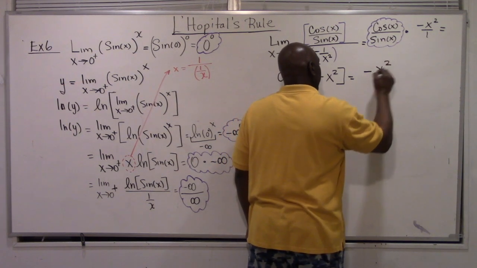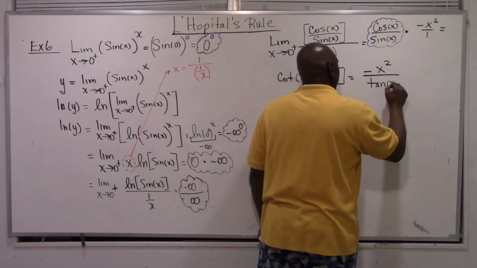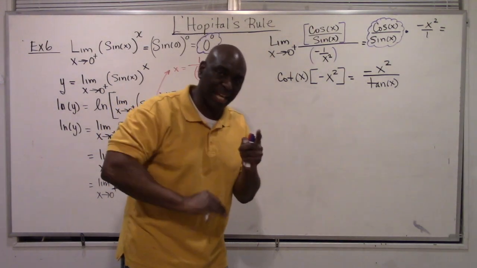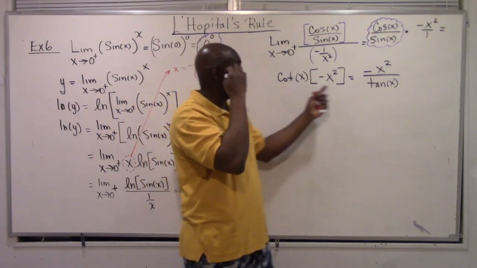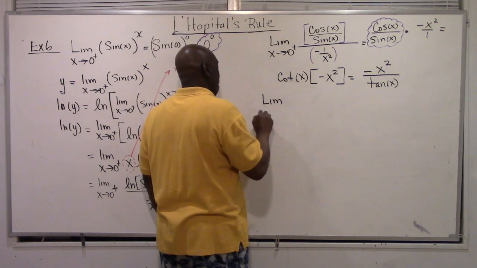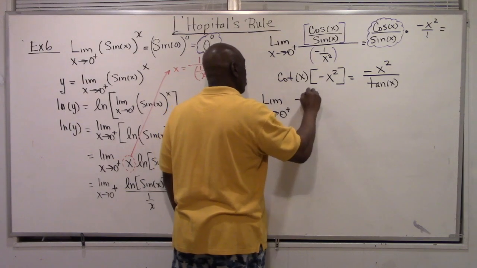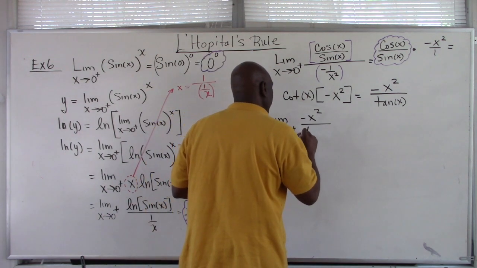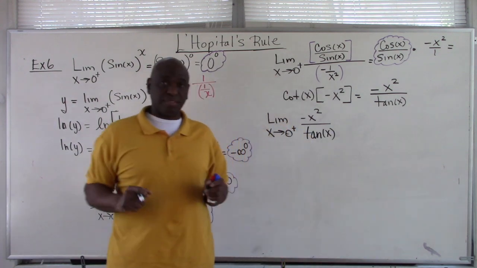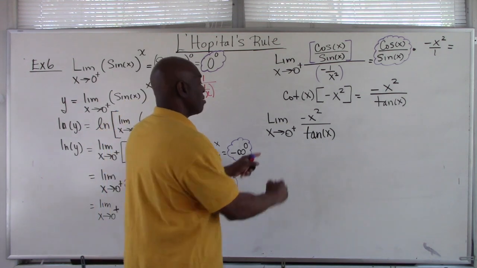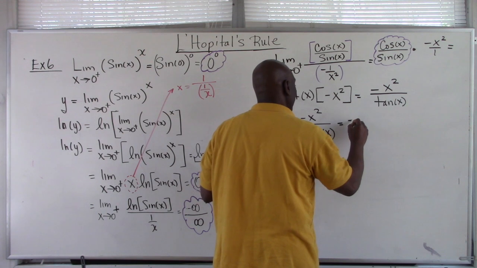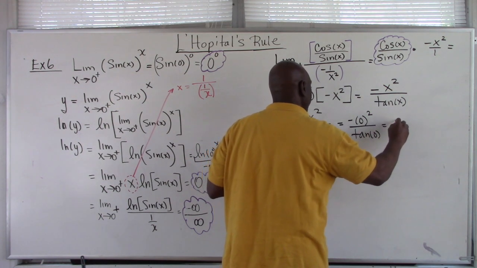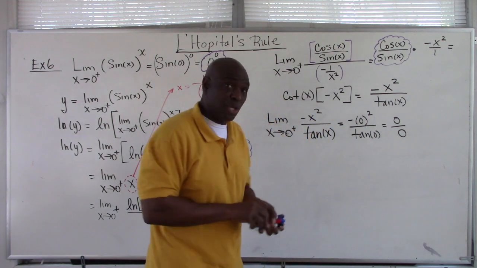Which equals negative x squared divided by the tangent of x, because of the reciprocal identities. Cotangent x equals 1 divided by tangent x. So I'm going to write this as the limit as x approaches 0 from the right side of negative x squared divided by tangent of x. Okay, so now plug in 0 into x. So we're going to have negative 0 squared divided by the tangent of 0, which is 0 divided by 0.